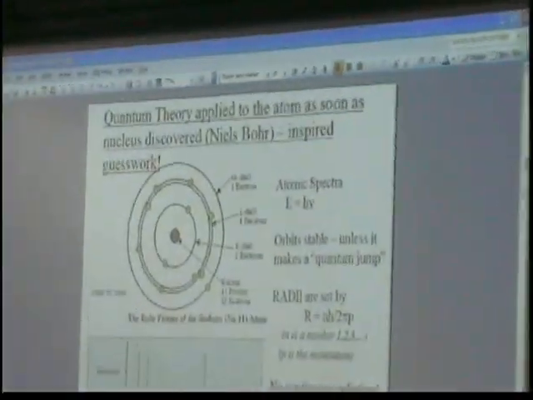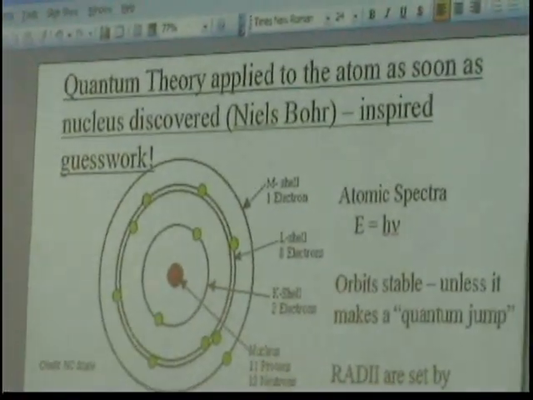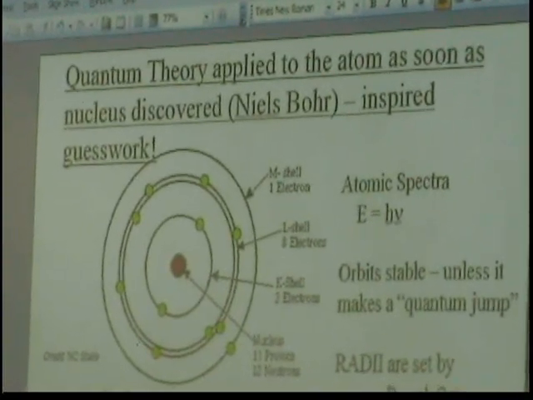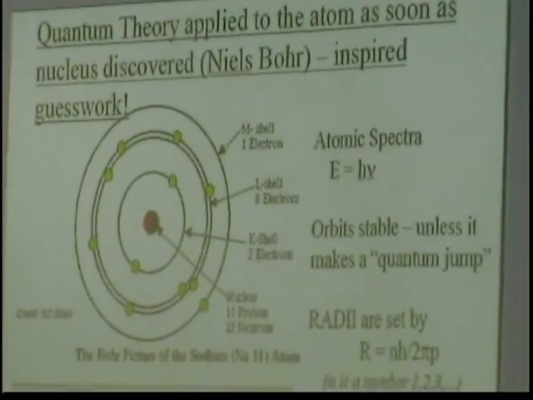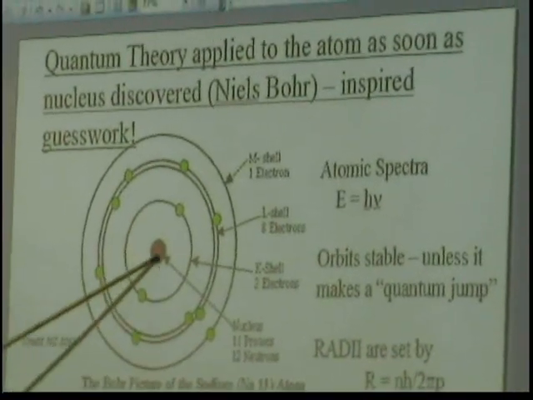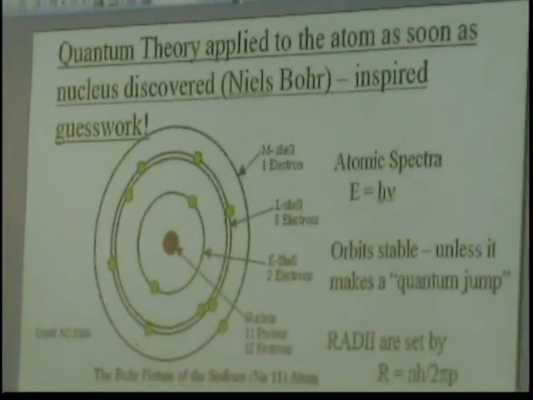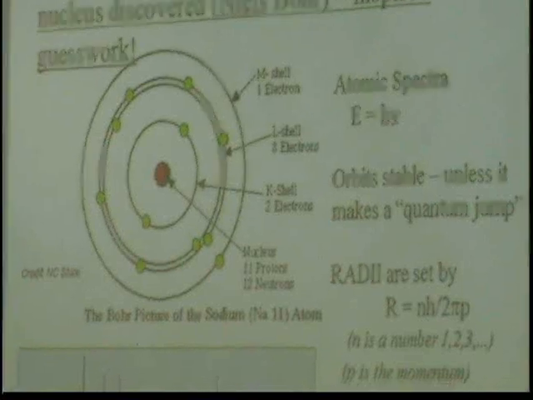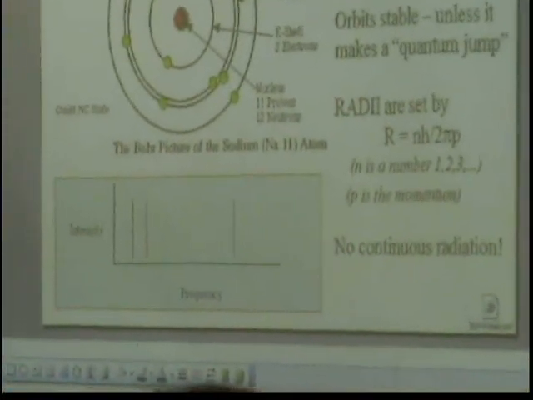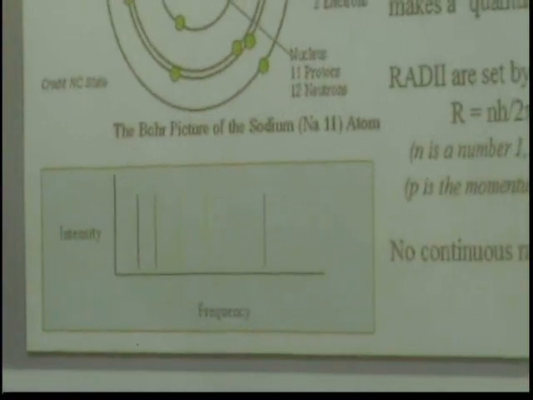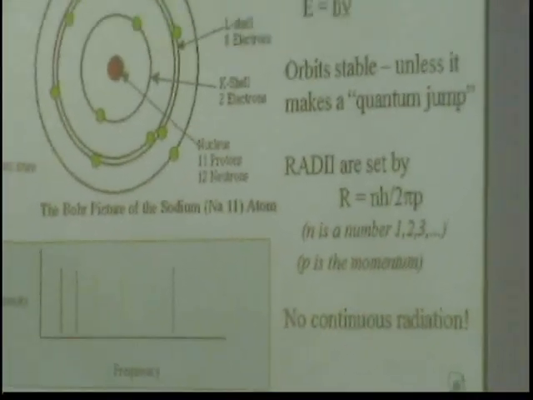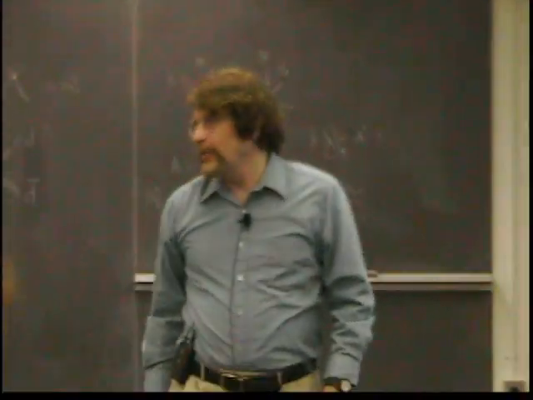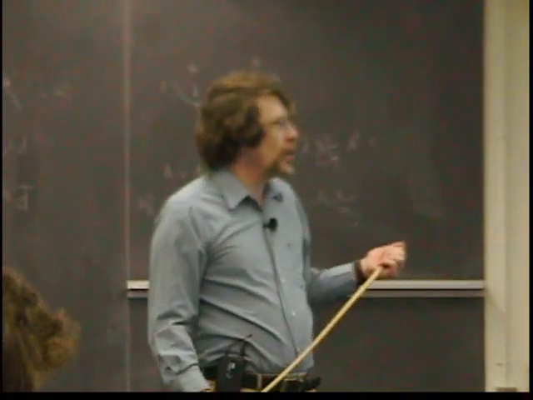So Niels Bohr discovered how the quantum theory could be applied to the atom. And he discovered it as soon as the nucleus was discovered. Inspired guesswork, I would say. He made a picture of the atom that consisted of the nucleus and electrons going around in circles or other shapes, but we'll use circles for now. And his statement was, well, they go around in circles, but they don't radiate. You say they radiate, I say they don't radiate. That's it. There's a German word for this called Ansatz, which basically means you just throw something down on the table and say that's it.